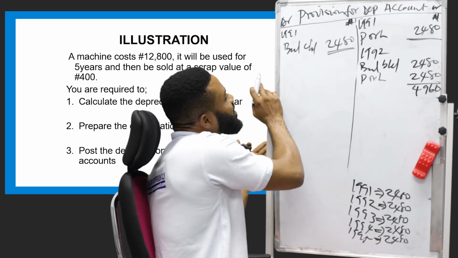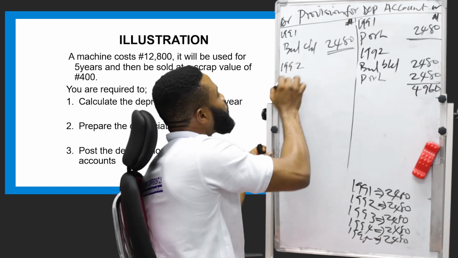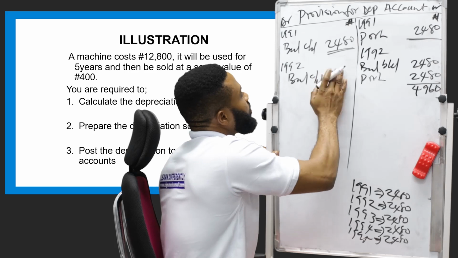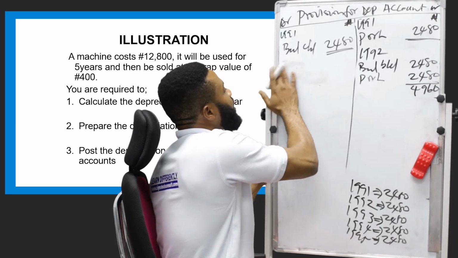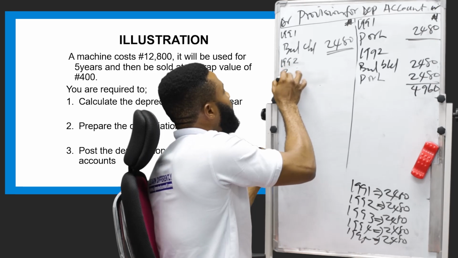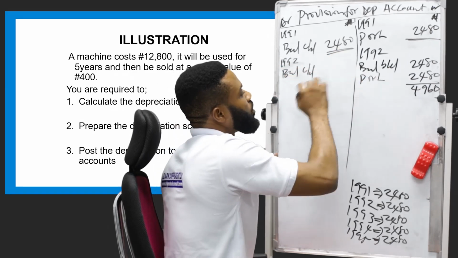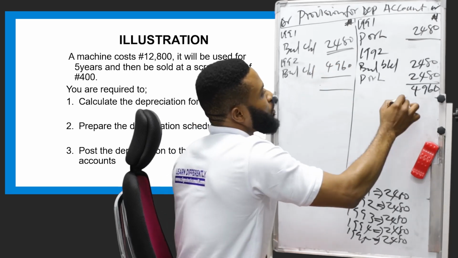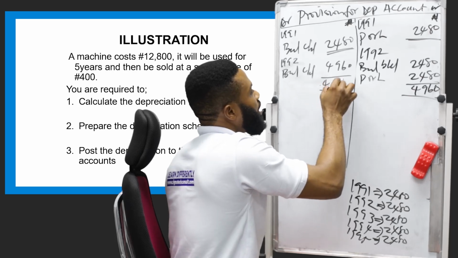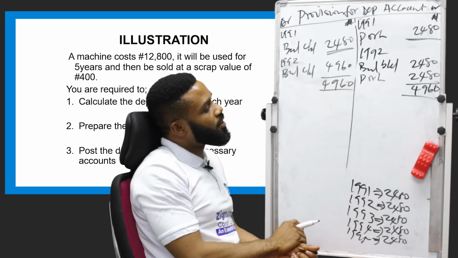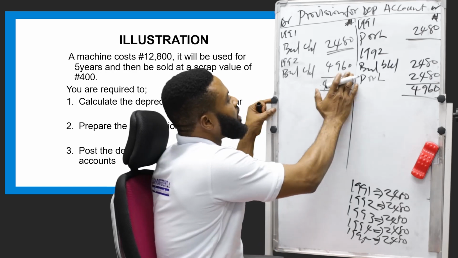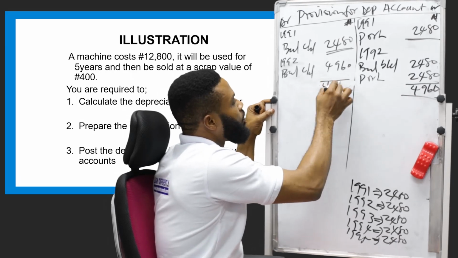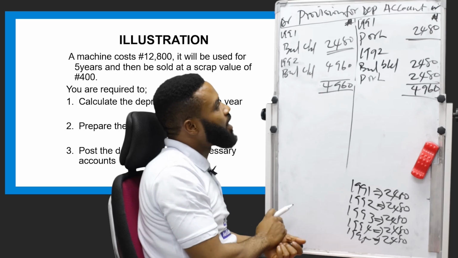Now, on the debit side, you have 1992, and your balance carried down is what? 4960. This is how you are going to prepare it. Ensure that this value is on the same line with this 4960.